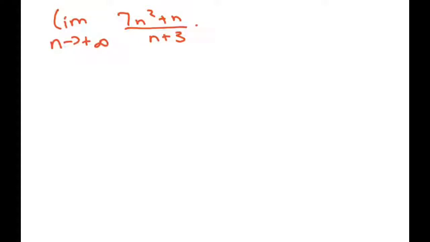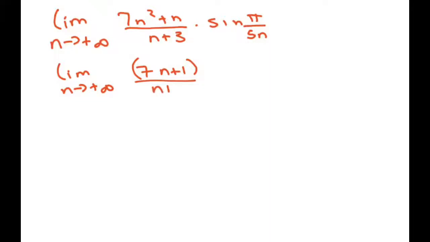So let's get started, and we're going to take the limit as n approaches positive infinity of 7n squared plus n over n plus 3 times sine of pi over 5n. Now I'm going to factor out that n, like I said before. So I'm going to get 7n plus 1 divided by n plus 3, times n, which I just pulled out here, times sine of pi over 5n.